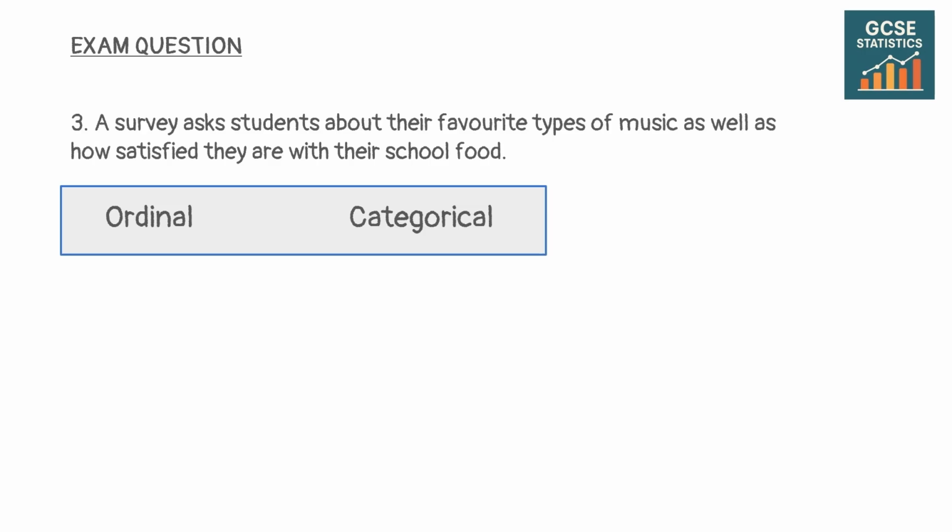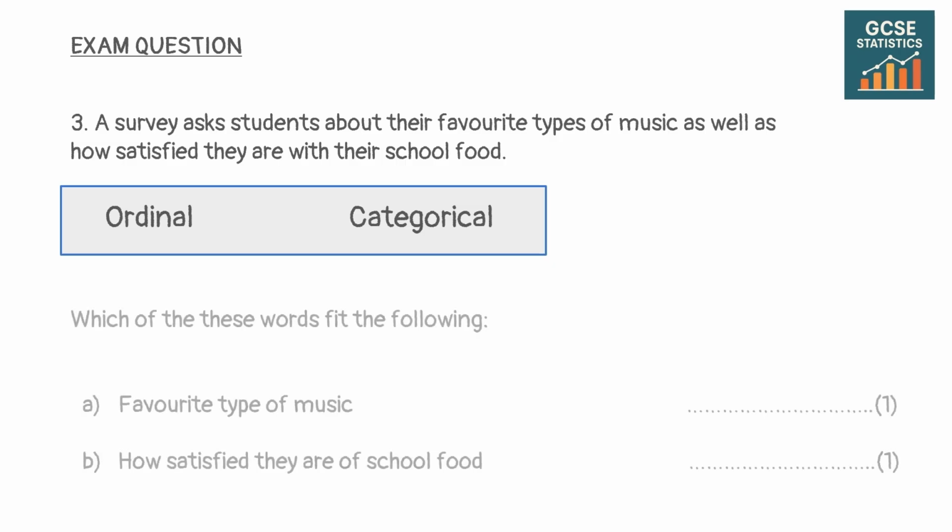Looking at an exam question, we are asked to pair the 2 terms to the right scenario. Pause the video and take a minute to answer the questions. Now, for the first part, favorite type of music, we can determine that most types of music are not numerical rankings, so this must be an example of categorical data. Your favorite type of music can only be a single type.